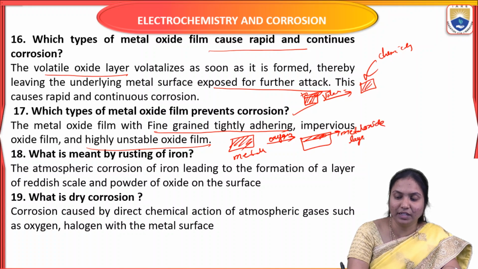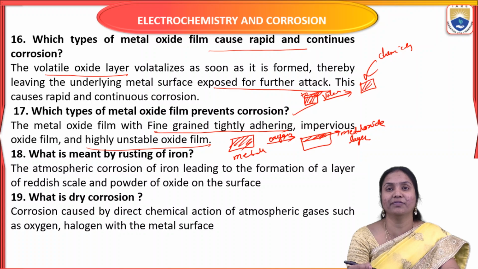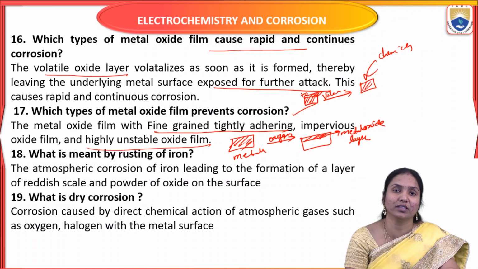This is the metal oxide. That means this metal oxide layer completely covers the metal surface. In this case, the metal oxide layer is a finely grained, tightly adhering and impervious oxide film, which does not attack any other gases on the metal surface. That means it completely covers the metal surface, so it acts as a protective metal oxide layer and prevents the metal from corrosion.